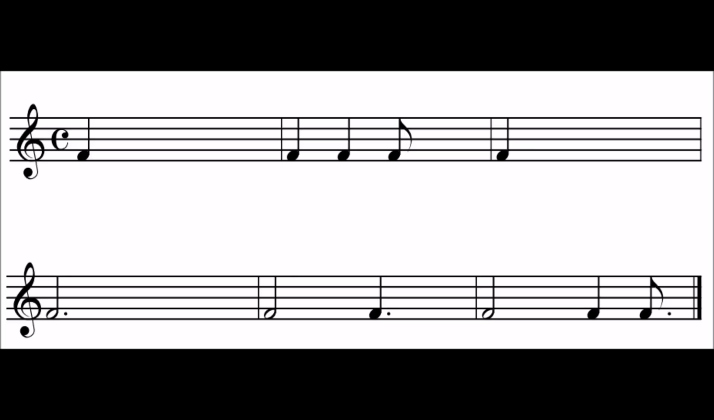In the first bar, there should be a dotted minim. In the second bar, there should be a dotted crotchet. In the third bar, there should be another dotted minim.